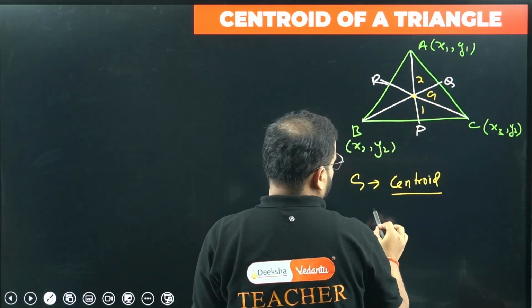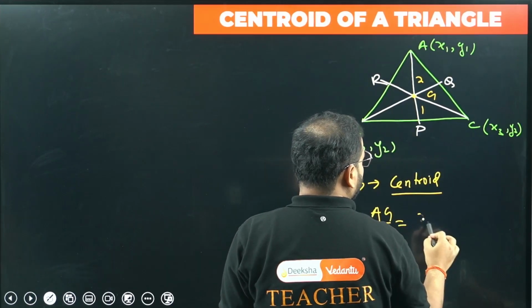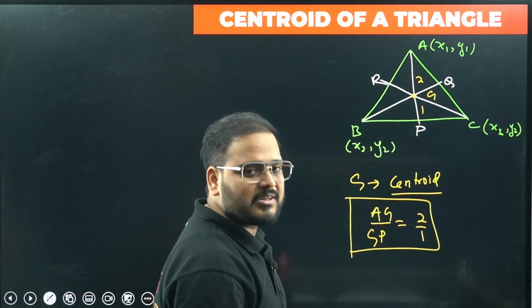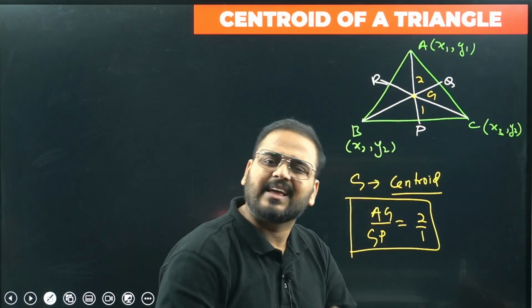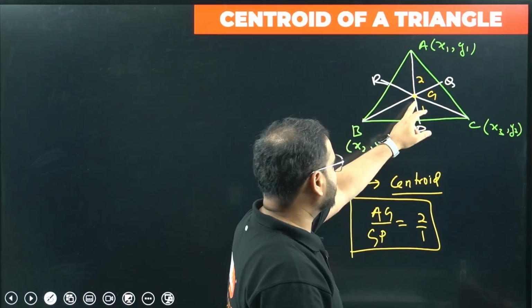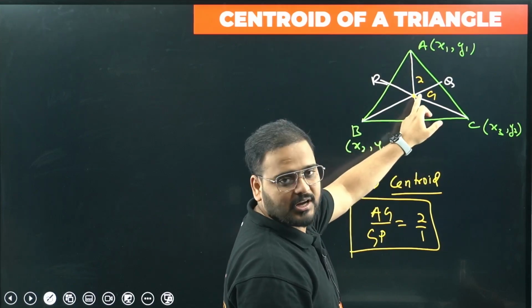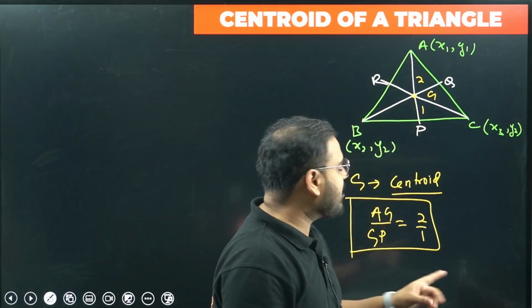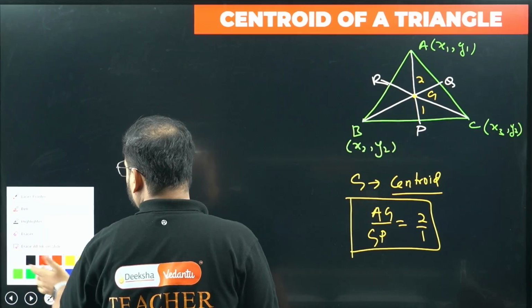The property of this is that the ratio of AG to GP is 2 to 1. First thing we learned, what is centroid? Centroid is the point of intersection of all the three medians of a given triangle, any triangle. Secondly, on the median AP, I have G as a point, so G creates a section. It means AG to PG will be some ratio, and that ratio is 2:1 always, and it remains the same for all the medians.